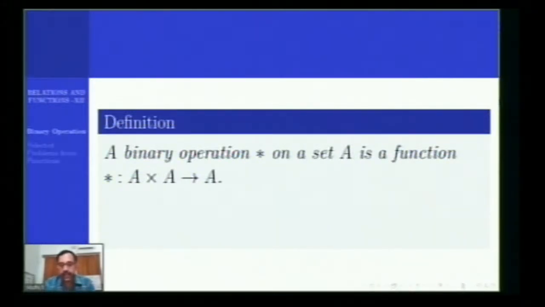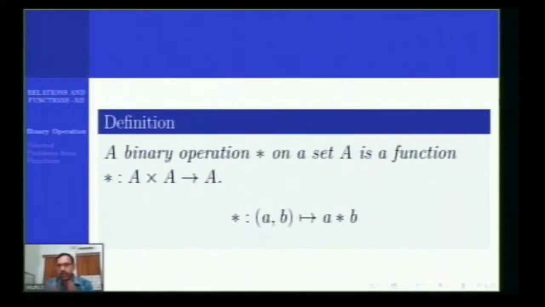So you take any element from A cross A. Elements in A cross A are actually ordered pairs. If you take them, they should be mapped to some element. You denote it by A star B. It is only a notation.